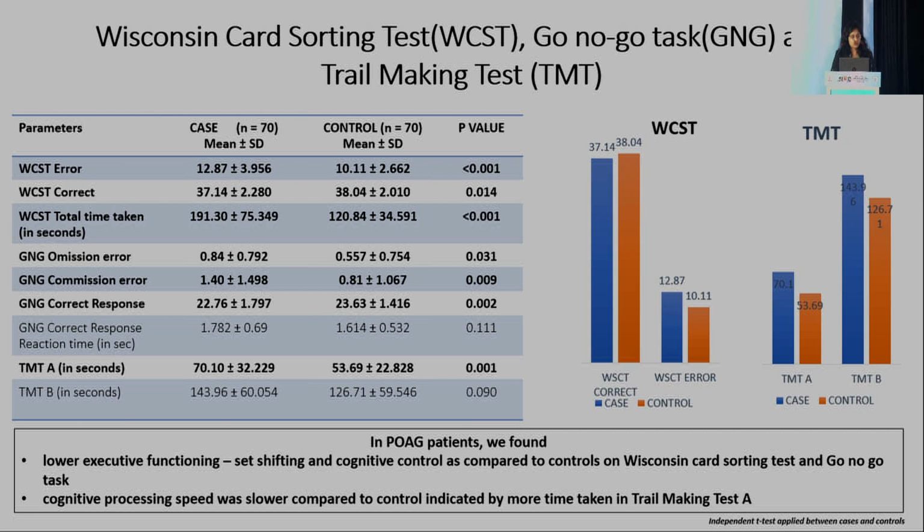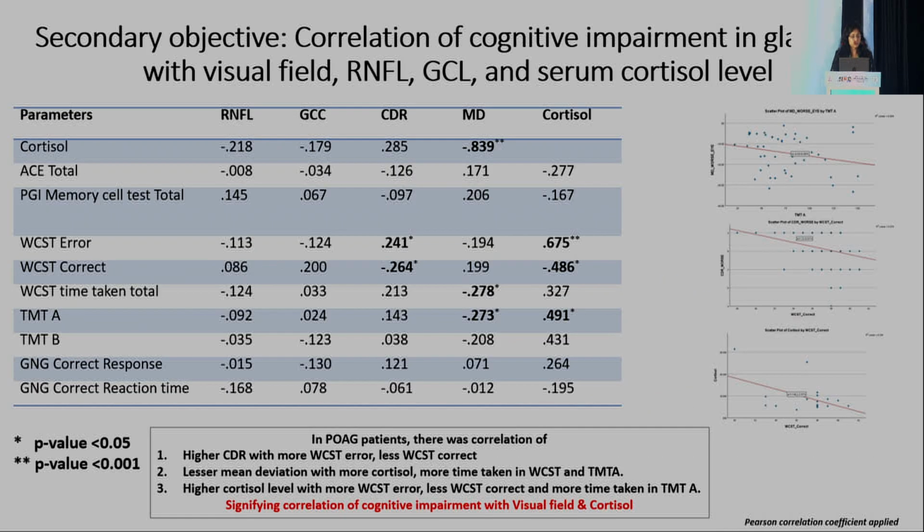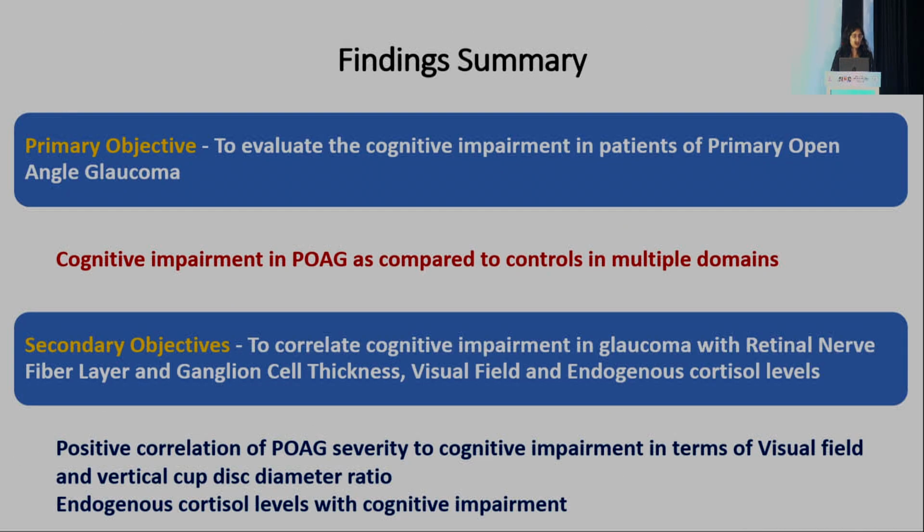In TMTB, the time taken was more, but it was not statistically significant. With correlation, we did not find any correlation of retinal nerve fiber layer and ganglion cell layer thickness with our cognitive impairment, but we found that a higher cup disc ratio was associated with more Wisconsin card sorting test errors and fewer correct responses, and lesser mean deviation with more cortisol level, more time taken in Wisconsin card sorting test and TMTA, which all signified correlation of cognitive impairment with visual field and cortisol level.